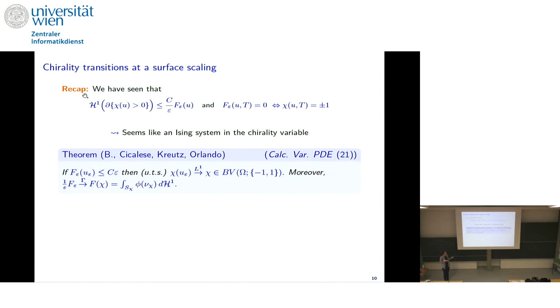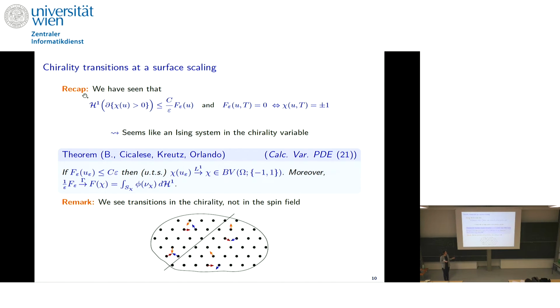Okay. So let me say that in this regime, we see transitions in the chirality, not in the spin field. So the chirality does a transition from close to -1 to close to 1, and in the limit you only see -1 and 1. But inside these chirality regions, you can still have a lot of rotations of your spin field.